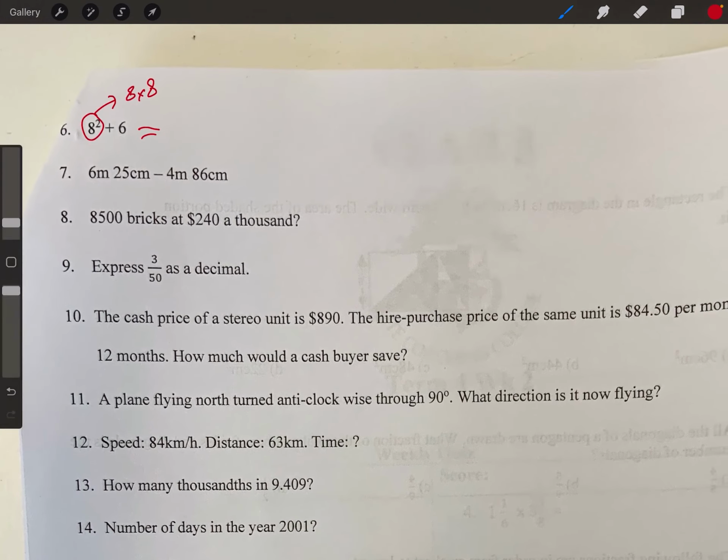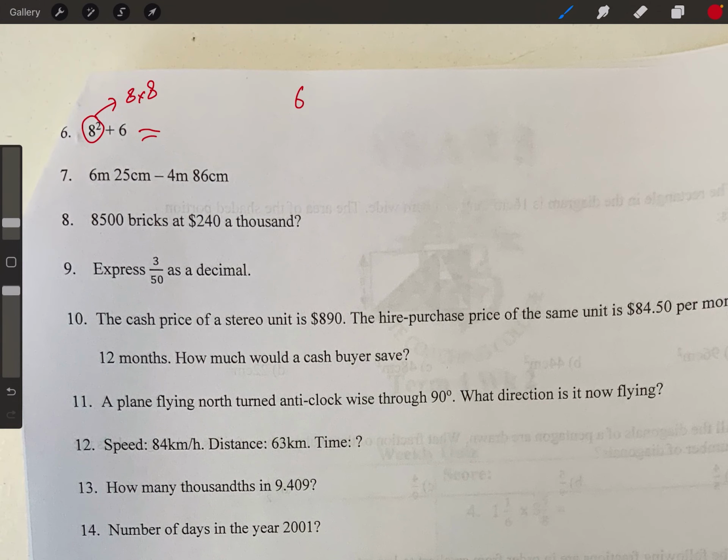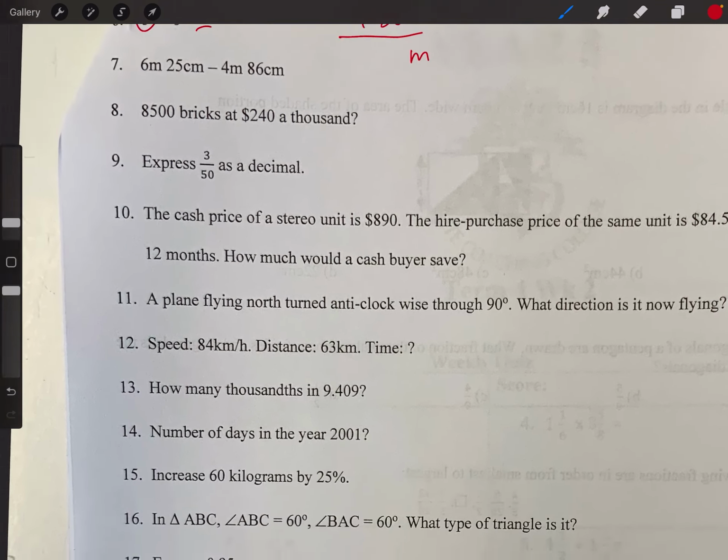Next one is 6 meters and 25 centimeters, so 6.25 meters. Take away 4.86 meters, and get the answer in meters. Something point something meters. Question 8.